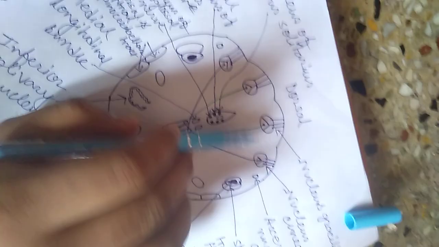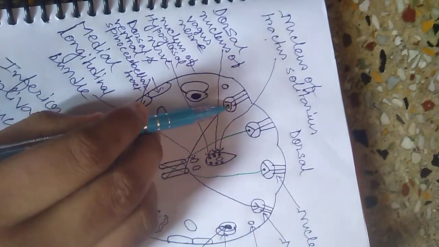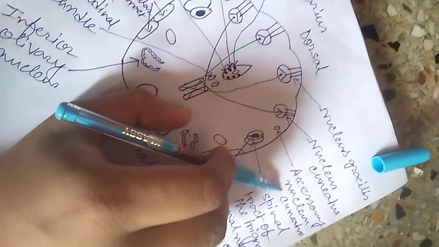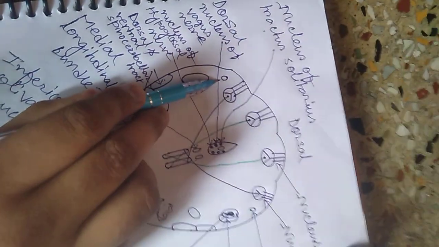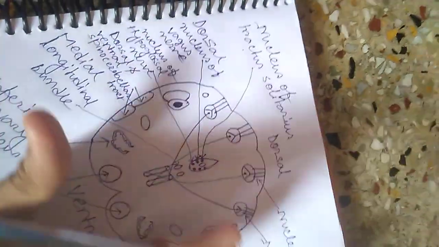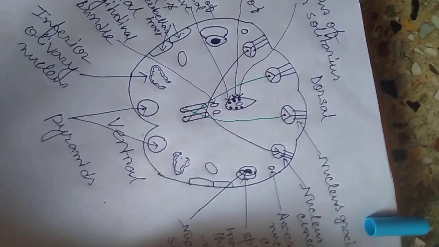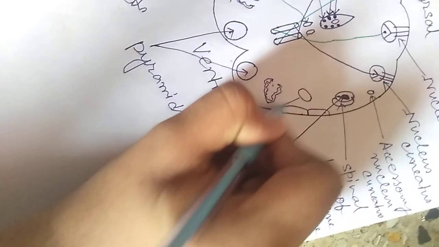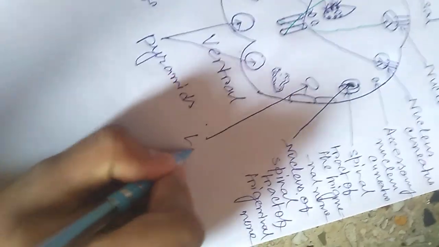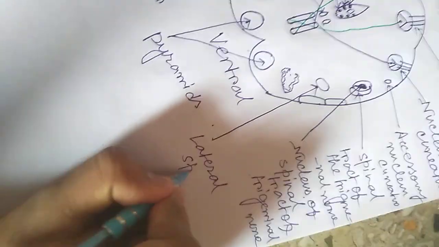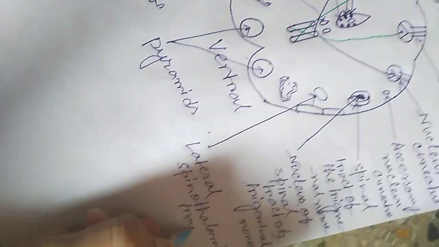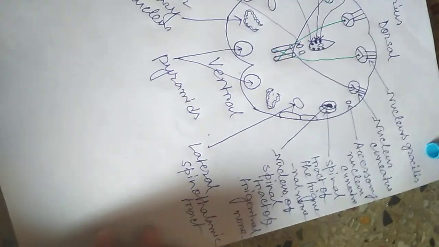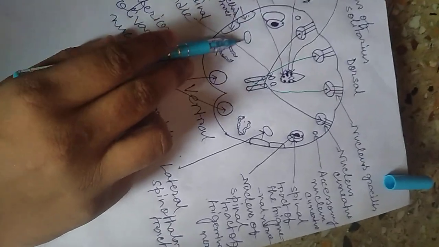Then nucleus gracilis, this is also nucleus gracilis. This is nucleus cuneatus, this is also nucleus cuneatus. This is accessory nucleus cuneatus, this is also accessory nucleus cuneatus, on both sides, but the structure is the same. Okay. This is called the lateral spinothalamic tract, this structure and this structure.